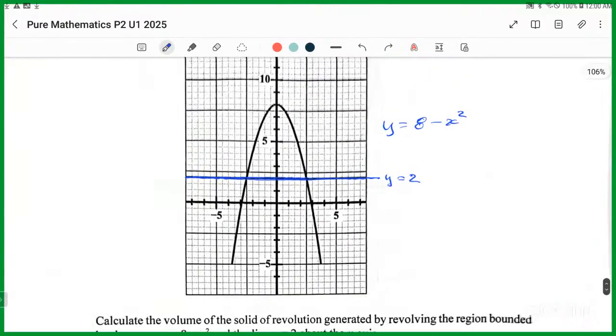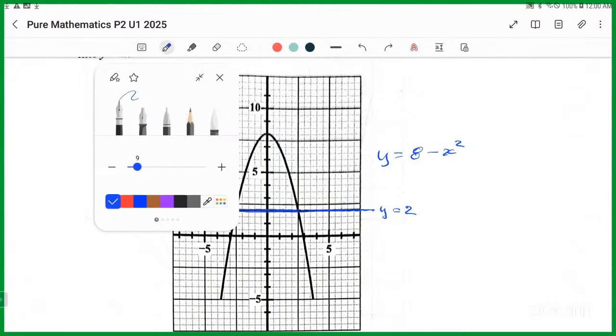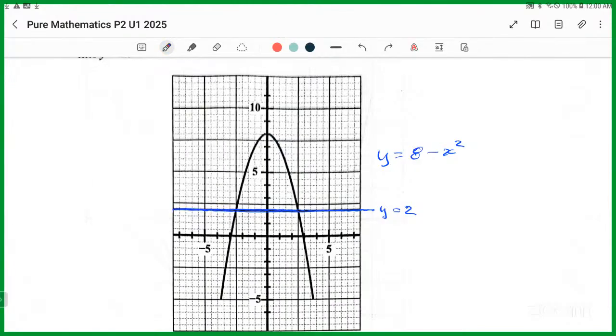Okay, so we are revolving this region inside here around the x-axis, right? So it's the volume generated by the curve minus the volume generated by the line. And it's up to this point where they meet. So we have to find the x value here, where they meet.